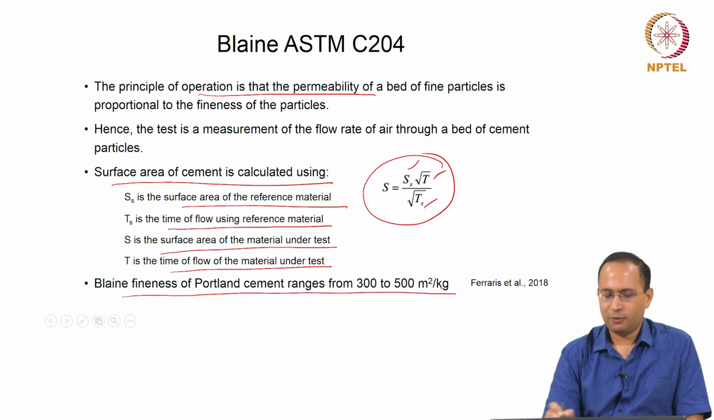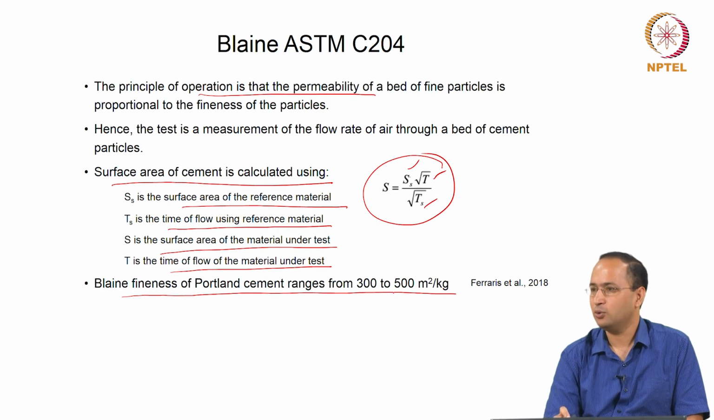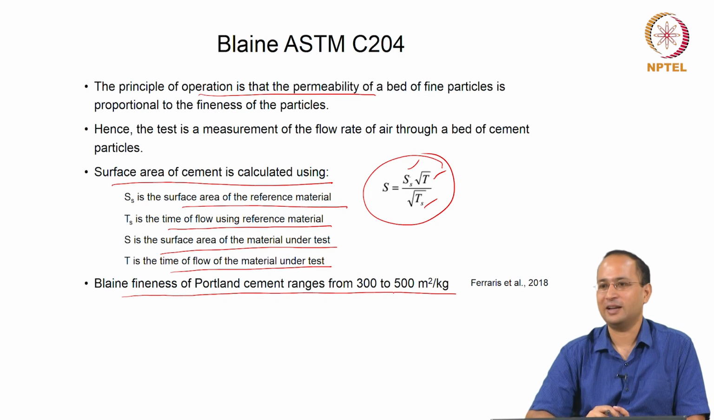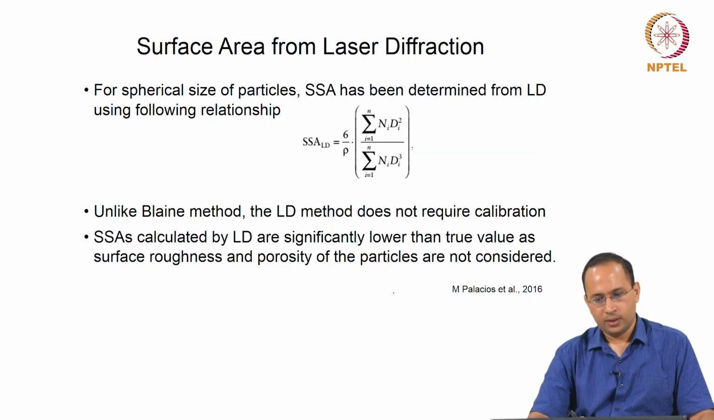And roughly, the Blaine fineness you get for Portland cement ranges from 300 to 500 square meter per kg. That is the number you will find when you purchase cement, or if you ask for certificates, it will have this range. Obviously, it will vary depending on the type of cement, but this is the common range. So, that was the Blaine air permeability test.